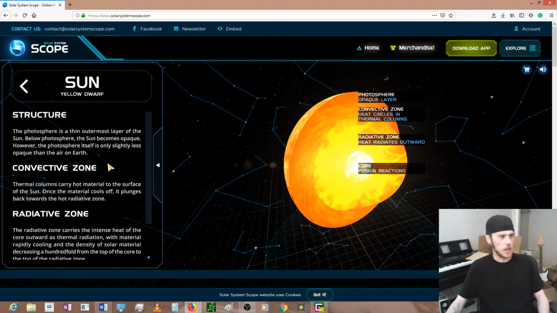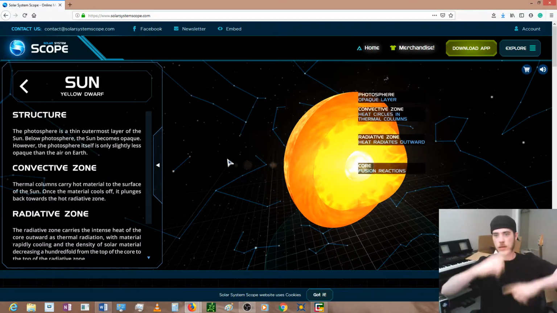It is opaque. It is slightly less opaque than the actual air of Earth. So basically, we can't see our air, but you can see the opaque air on the sun. Convective zones are convection. Thermal columns carry hot materials to the surface of the sun. Once the materials cool off, they plunge back towards the hot radiative zone. So basically, it's just like a cycle.